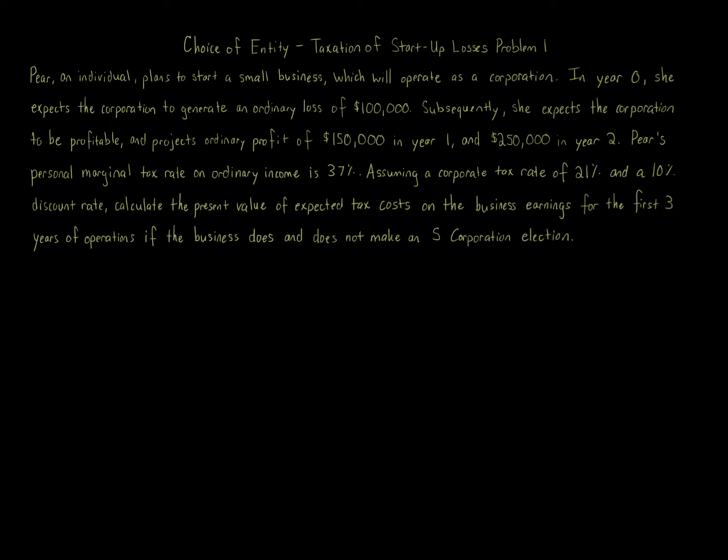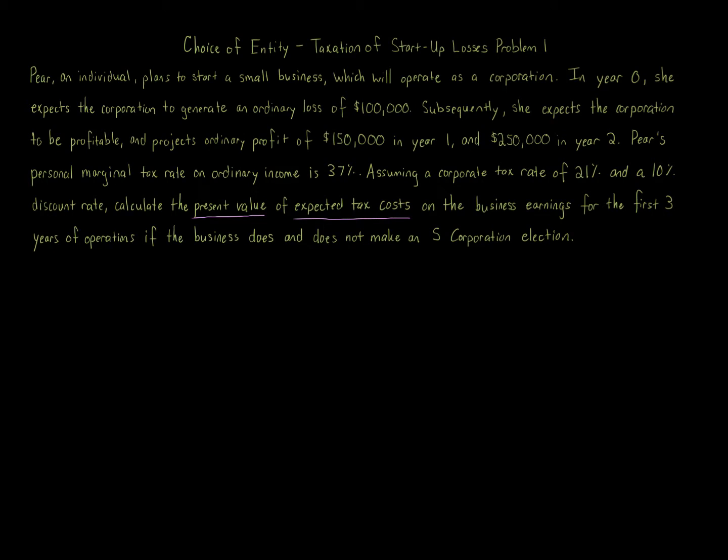Assuming a corporate tax rate of 21% and a 10% discount rate, calculate the present value of expected tax costs on the business earnings for the first 3 years of operations if the business does and does not make an S corporation election. This is an excellent question. It's looking at the differences in tax when you have an S corporation election versus a non-S corporation election in place, and it also deals with the present value of expected tax costs.